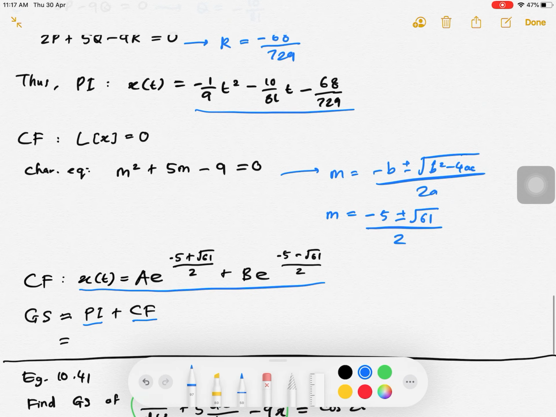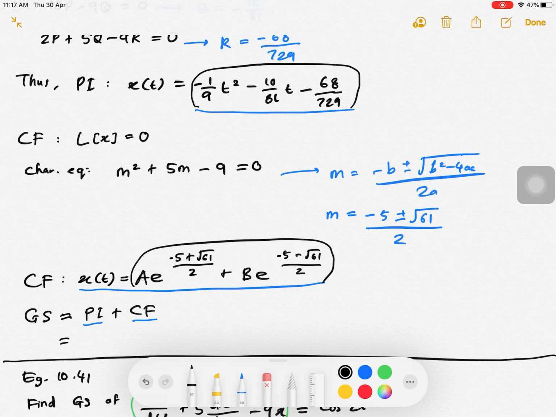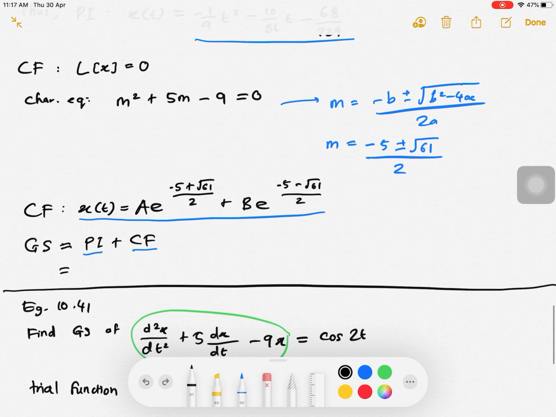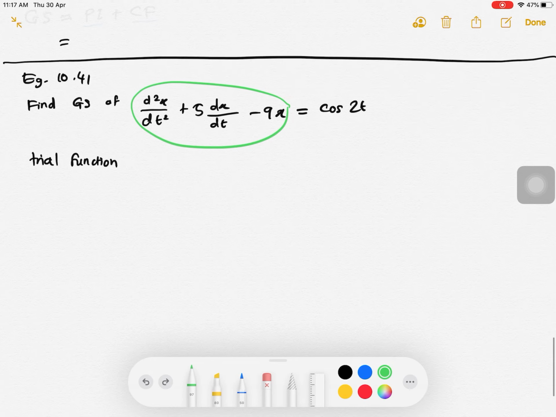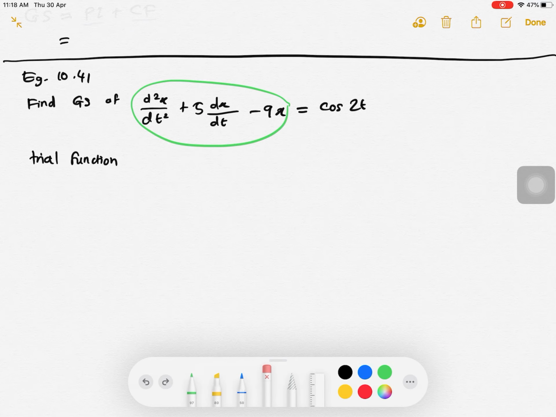Okay, so you just literally add this function with this function, and you will get the general solution. Right, so you can try that and put the answer right here. Okay, so now we go to the next example.